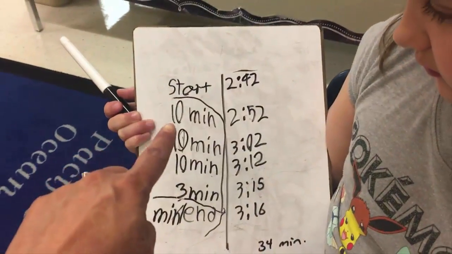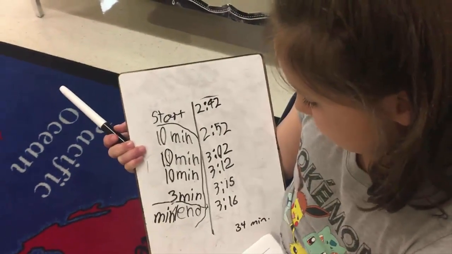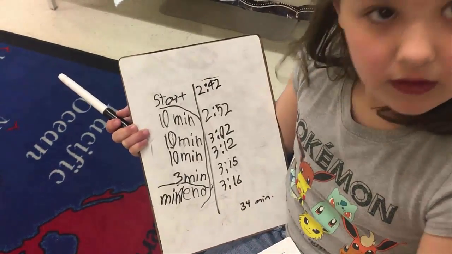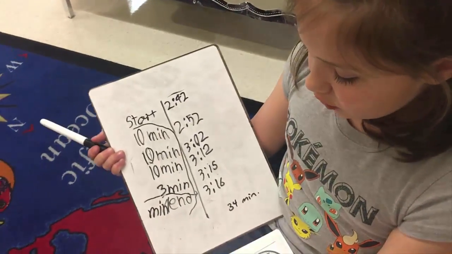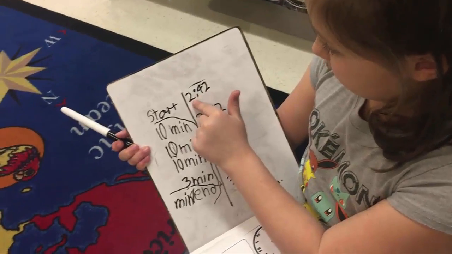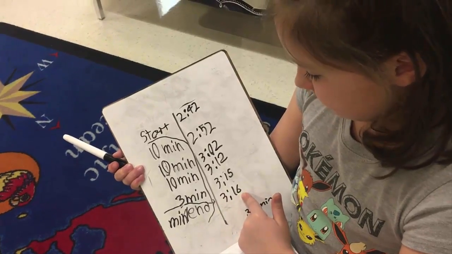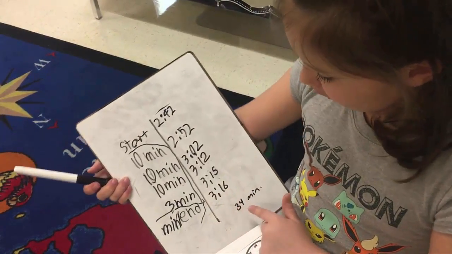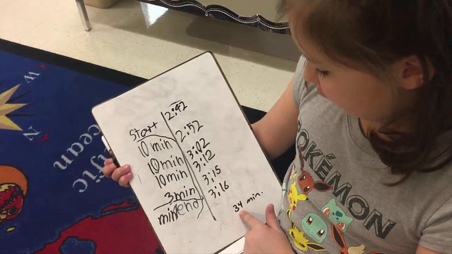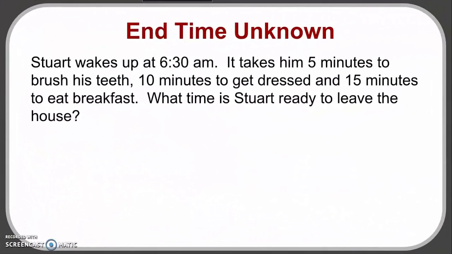So you added 10, 20, 30, 3. Did you add another minute at the bottom? Yes, I added one more minute. That made it 3:16. So what information did you know on this problem? Well, I knew that the start time would be 2:42 and the end time would be 3:16. So what did you find out? I figured out that the change in time is 34 minutes.